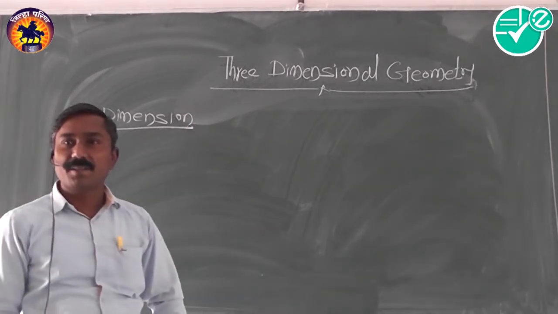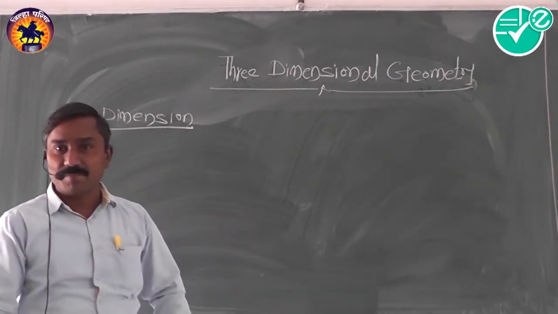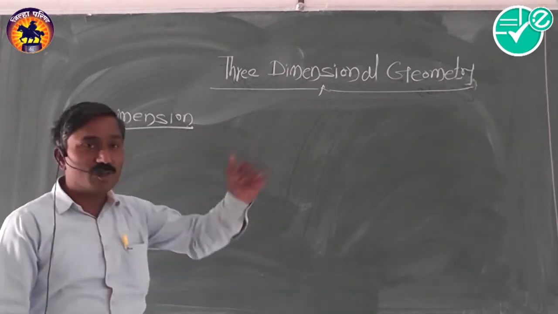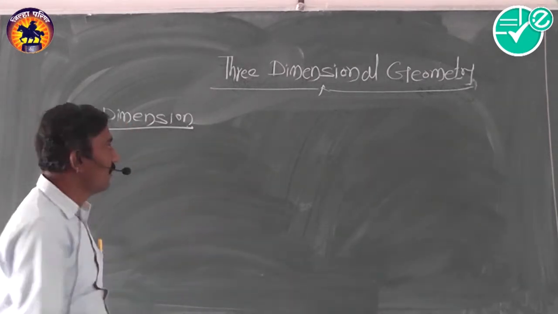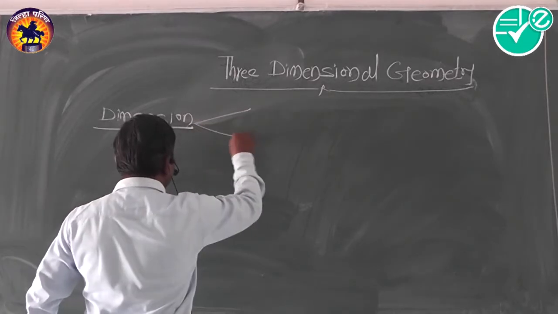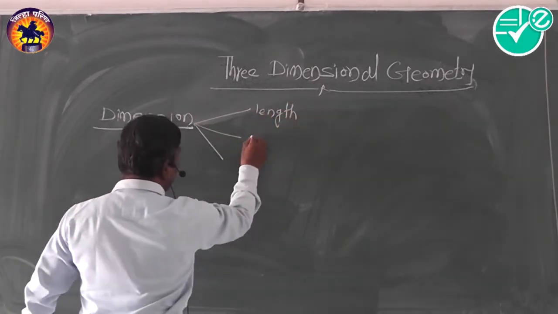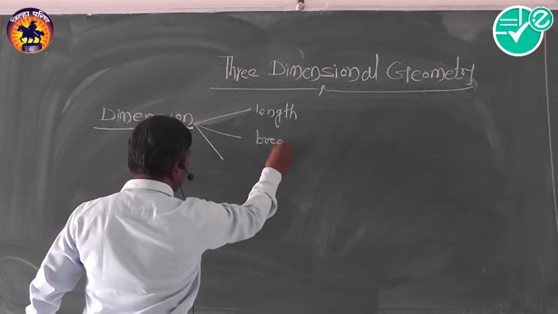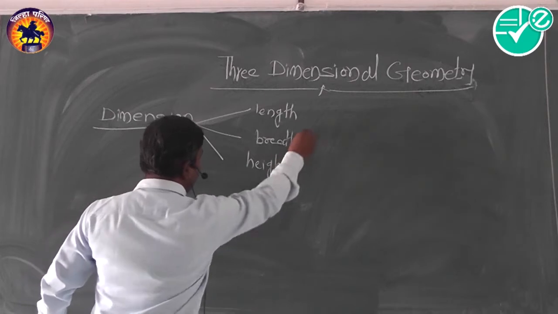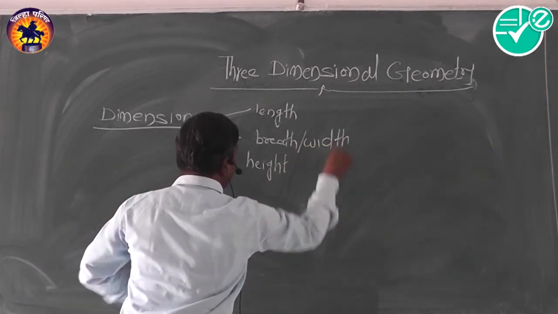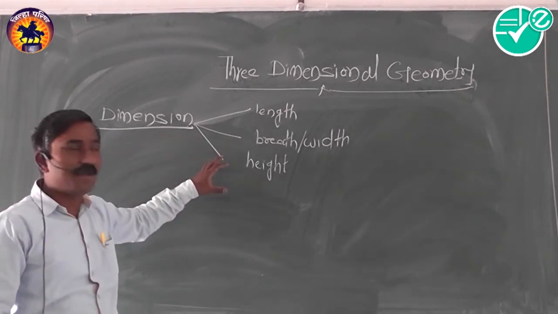Dimension means, just like in general we can say shape of any object, but in three-dimensional geometry, dimension means it has three important points. First, length, breadth, height. It is also called width. So this is considered in dimensional.